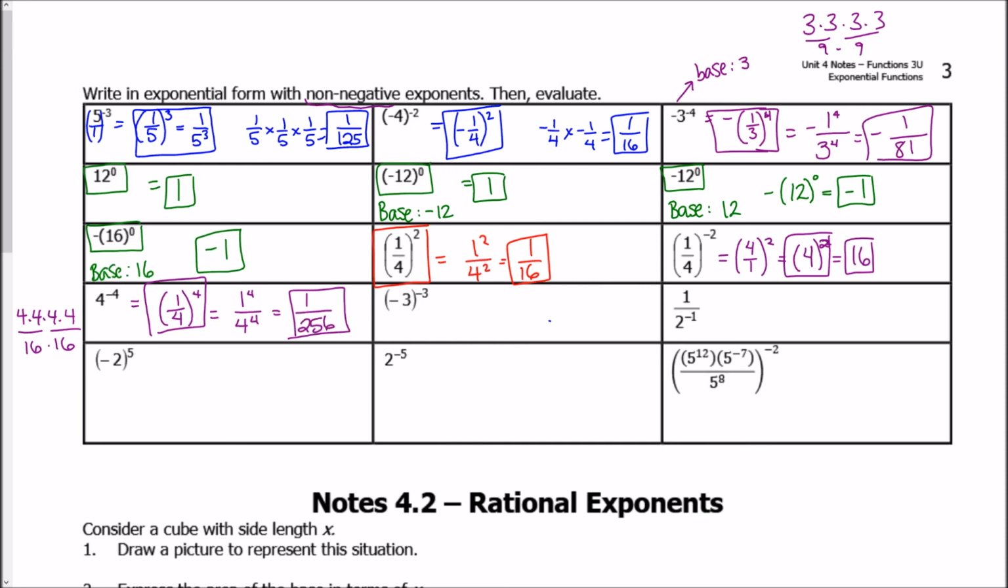All right, next one right here is negative 3 to the power of negative 3. So here my base is negative 3.